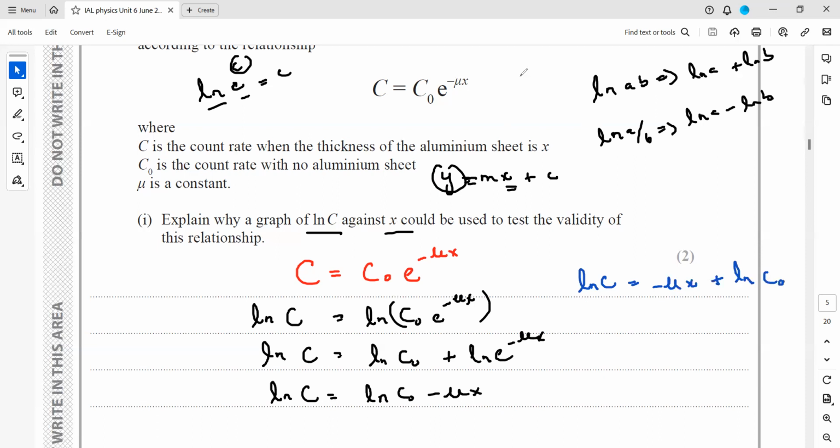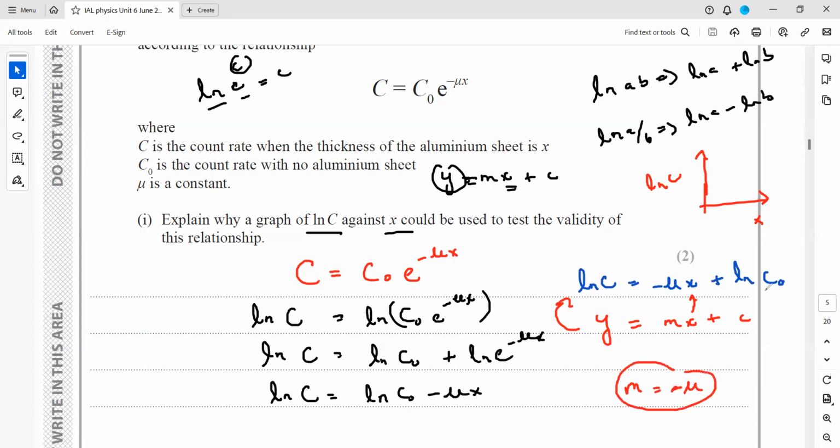Now when I compare with the equation of a straight line, y equals mx plus c, on the y-axis I will plot ln C, and on the x-axis I will plot the thickness, x. What will be the gradient? The gradient is equal to minus mu. And what is the y-intercept?